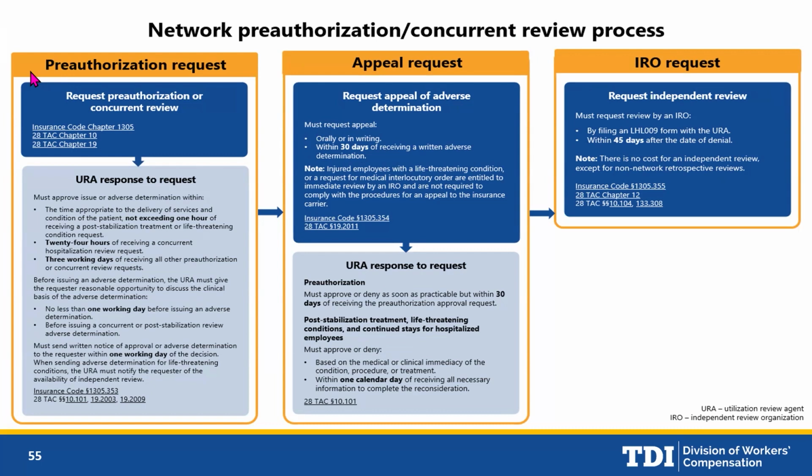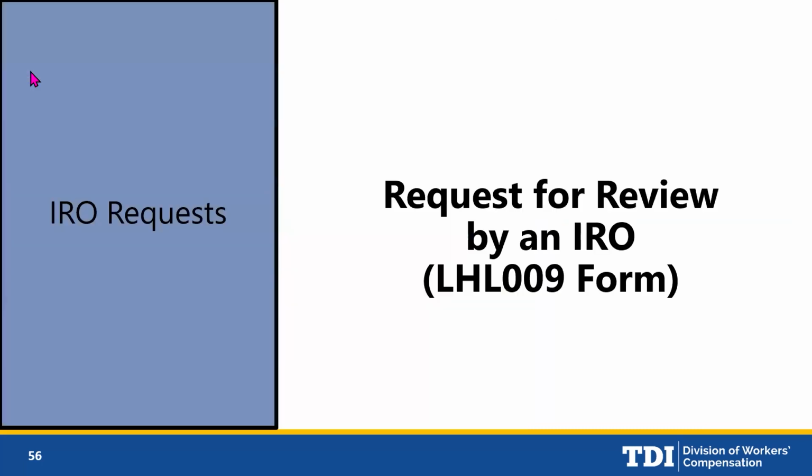Say you're getting to the IRO process. You've gone through your initial request, your request for reconsideration or appeal. Then you're going to request an IRO. The form that the URA should be providing to you is an LHL Form 009. This can also be found on our website. Look under F for forms. This is the request for an IRO.